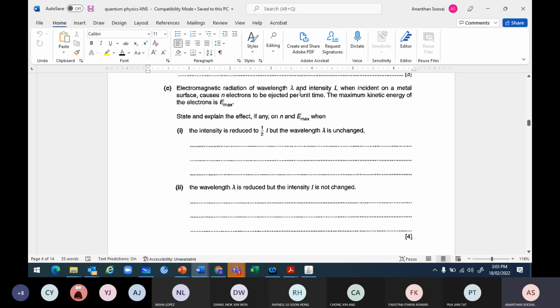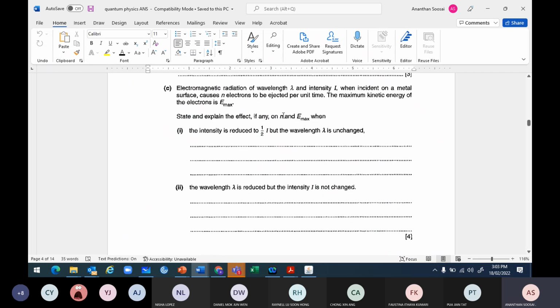An EM radiation of wavelength lambda and intensity I, when incident on a metal surface, causes N electrons to be ejected per unit time, N over T. The maximum kinetic energy of the electron is Emax. State and explain the effect, if any, on N and Emax.